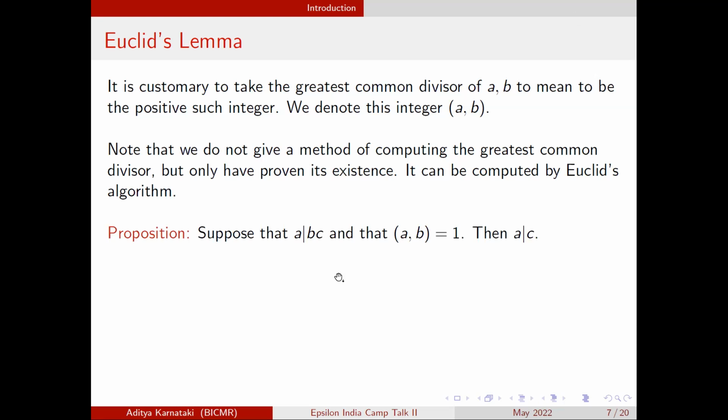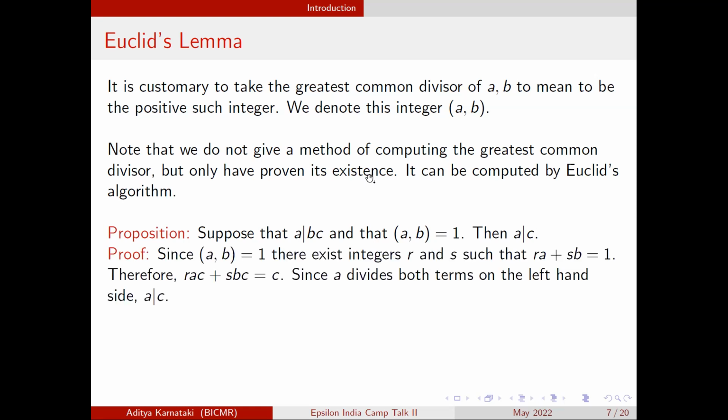And now we come to a statement that is frequently called Euclid's lemma, which you must have seen again if you have seen all these things before. Suppose that a divides bc and that the GCD of a and b is 1. Then a has to divide the other term, a has to divide c. The proof is that since the GCD of a and b is 1, there exist integers r and s such that ra plus sb is equal to 1. You can compute them via Euclid's algorithm, for instance.